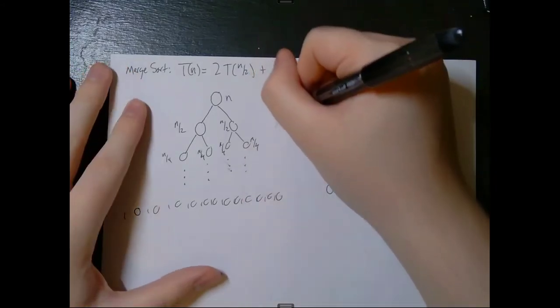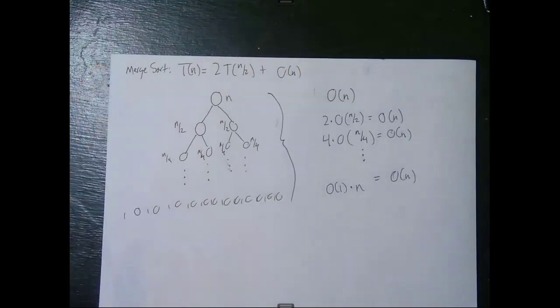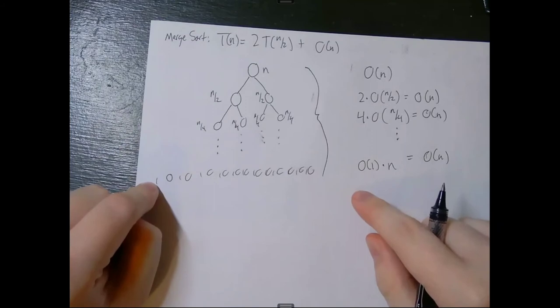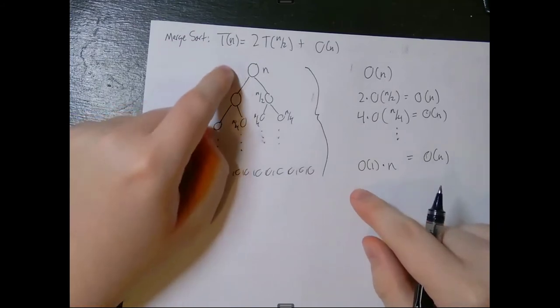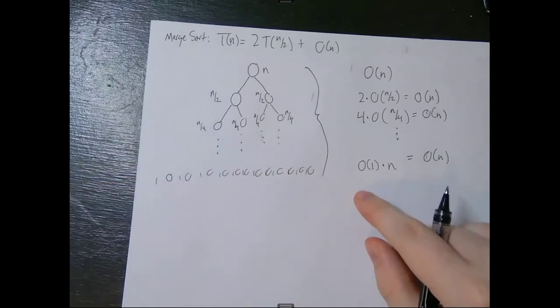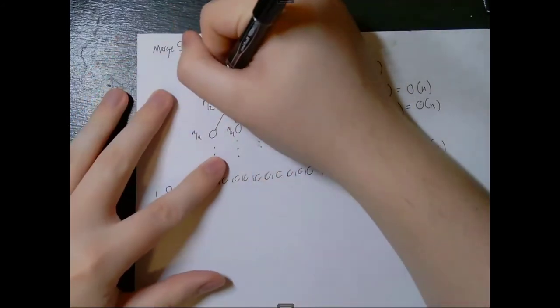And then the last thing we need to figure out is how many total levels this tree has. First it's n, then it's n over 2, then it's n over 4, then et cetera, et cetera. We can think of this as n over 2 to the, let me put it like this.